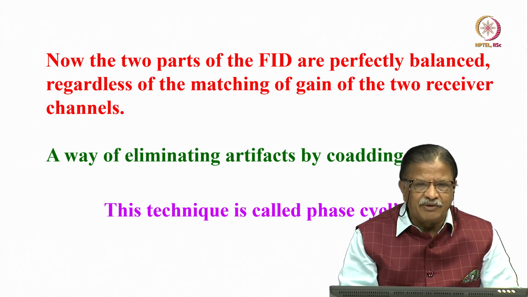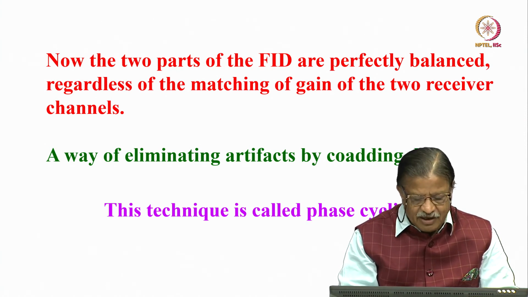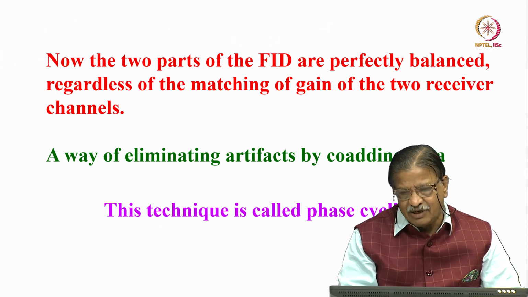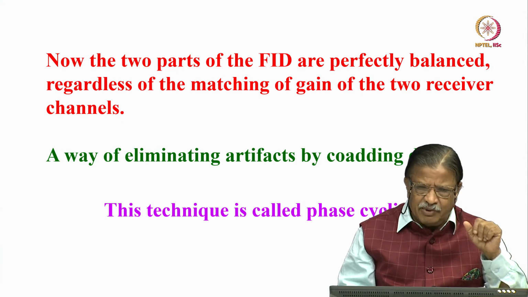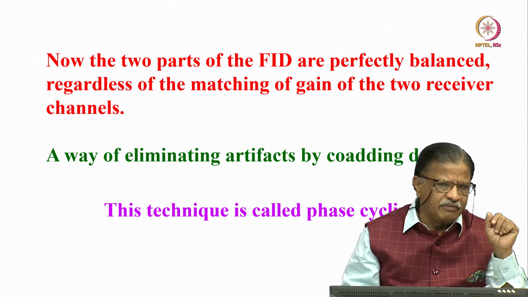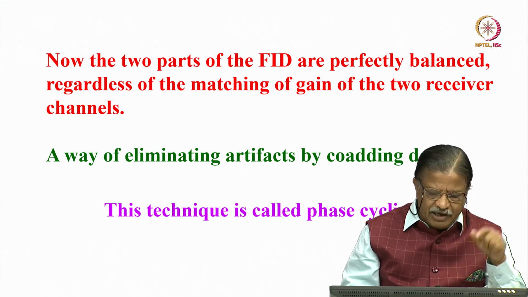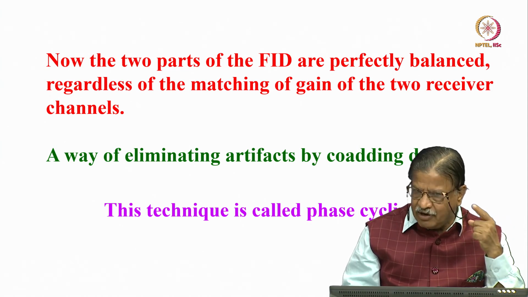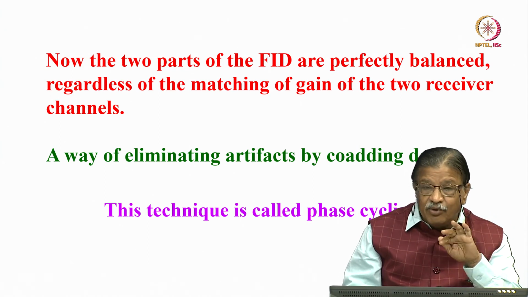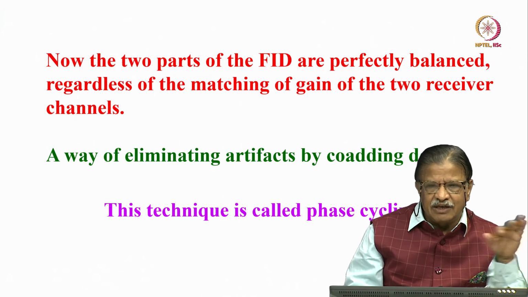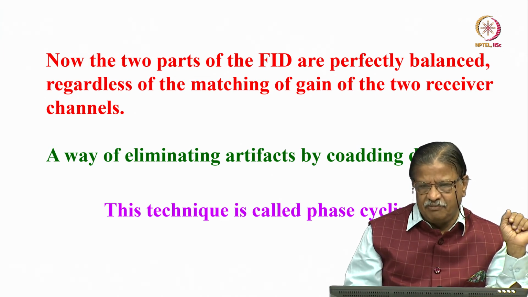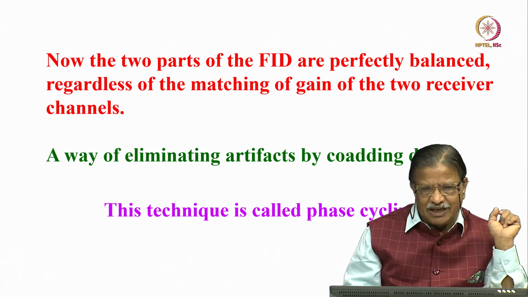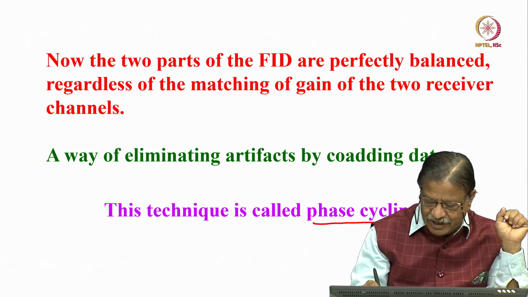Now what did we achieve? This is what is called elimination of the artifacts, instrumental artifact. This is an instrumental artifact because the gain is not exactly the same. By doing this type of experiment, by co-adding the signal, we have removed the artifact which comes because of imbalance in the receiver gains. What do you call this technique? This technique is called phase cycling.